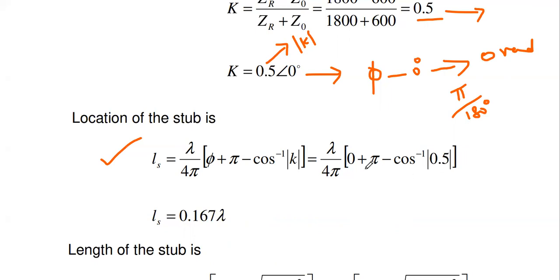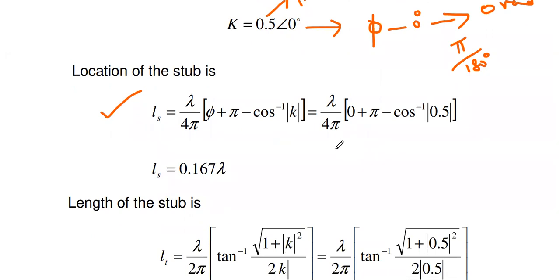0.5. In order to solve this problem, first you set your calc in radian mode. That is important while solving this, location of stub and length of the stub. Once you set the calc in radian mode, calculate cos inverse of 0.5, then find pi minus that cos inverse value, then divide by 4 pi. So the answer is 0.167 lambda.